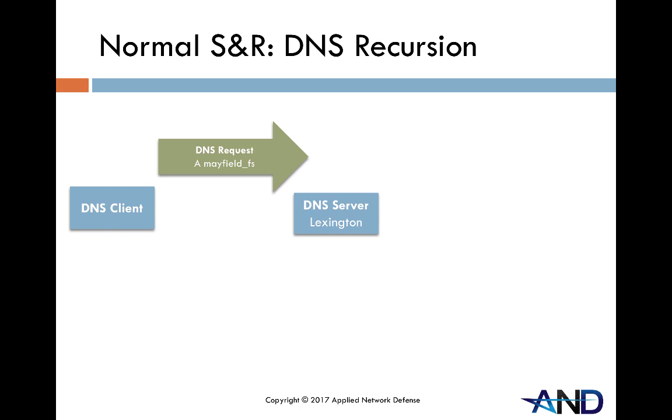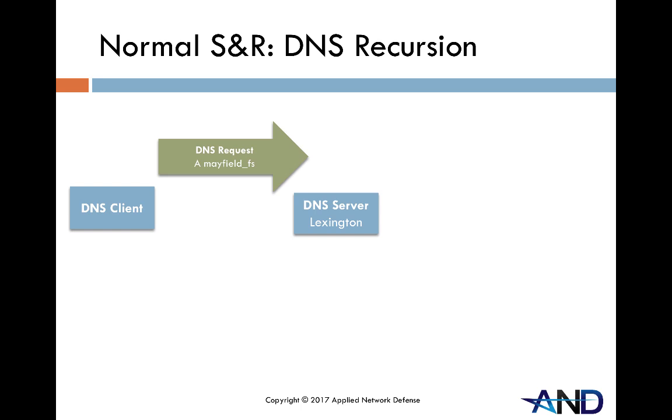Now, for our example, we want to talk about recursion, which is when the DNS server doesn't know an answer. Here we have a DNS client and it wants to know the A record for a server called Mayfield FS, Mayfield File Server. So it's communicating to its own DNS server. In this case, its DNS server is in the wonderful city of Lexington because they're in the Lexington office. Unfortunately, the DNS server in Lexington is only authoritative. It only knows the mappings for its own zone, all the systems within Lexington. It doesn't know the information about the systems in Mayfield.